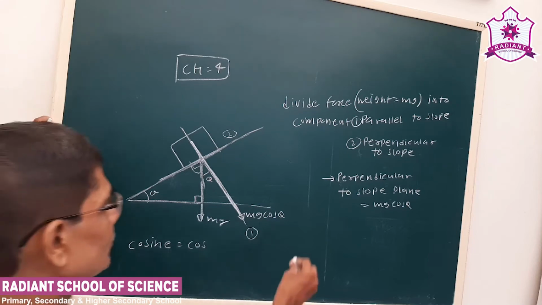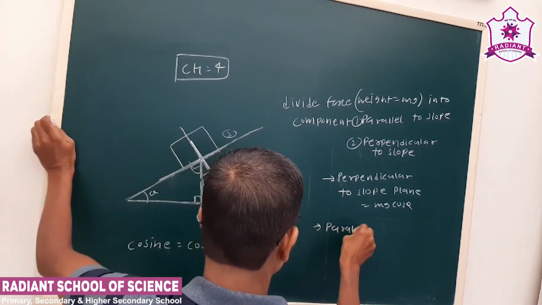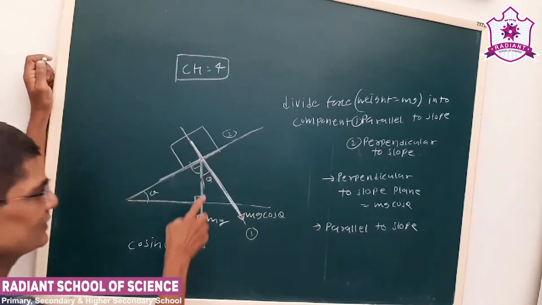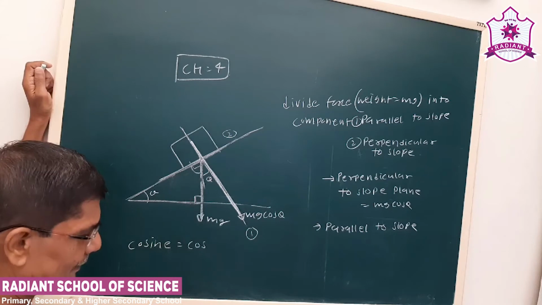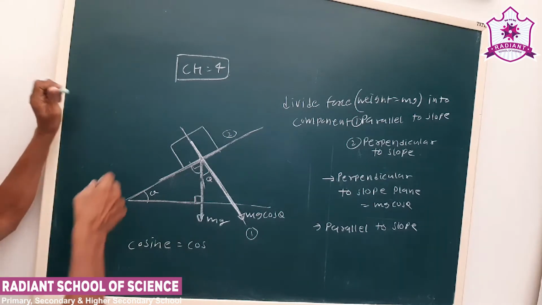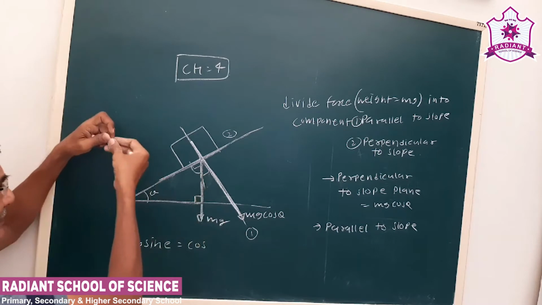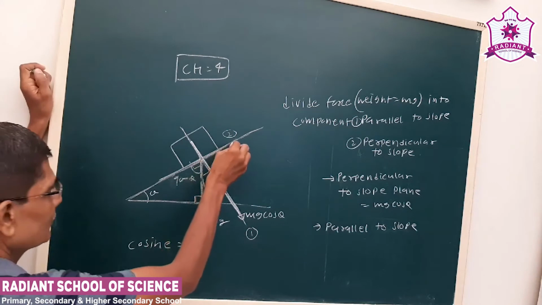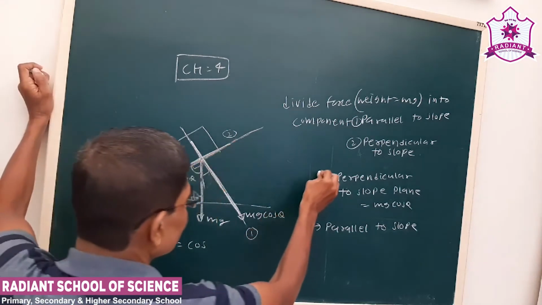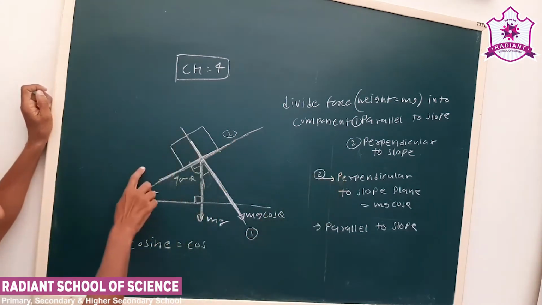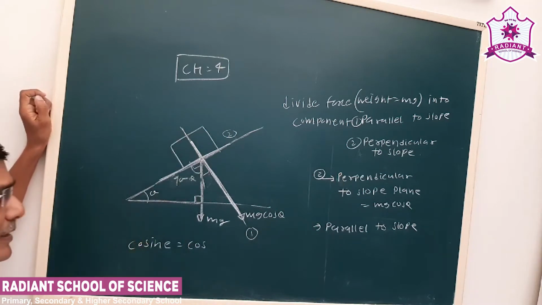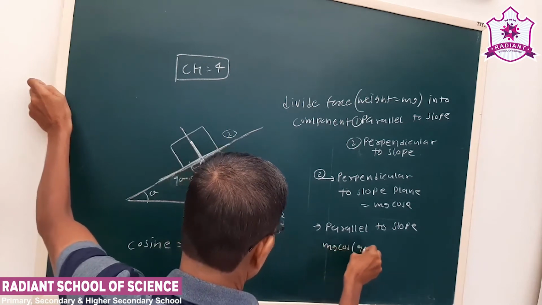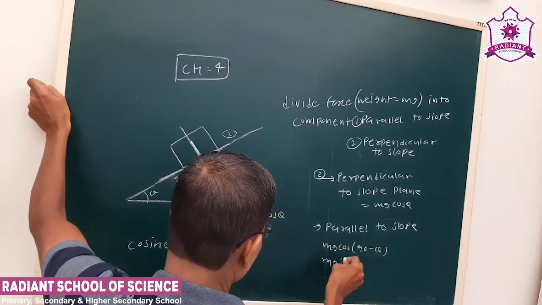Now the component parallel to the slope. If this is theta, naturally you are going to write sine theta. Yes, you are right. Now see, I stick to my definition. The 90 minus theta angle: this is my direction, the second direction, this is component 2. What is this angle? 90 minus theta. So the component parallel to the slope is mg cos(90 minus theta), or mg sin theta.